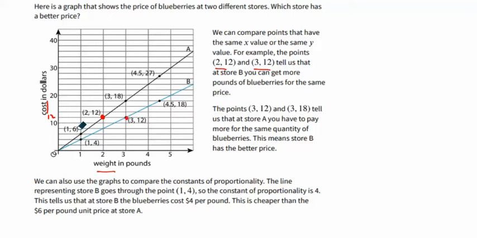You can also look at these 2 points here, the constant. Over here for 1 pound of blueberries, store B is $4, so that's cheaper. But for 1 pound, store A charges $6. So their constant is higher, which means their price is higher. Take some time to look at that and read through the rest of these really quick.